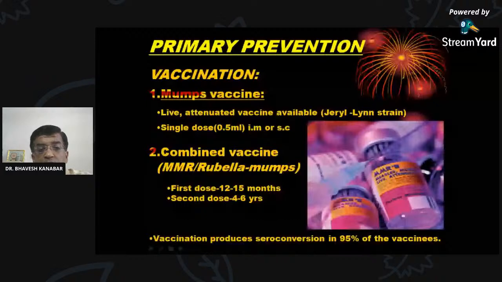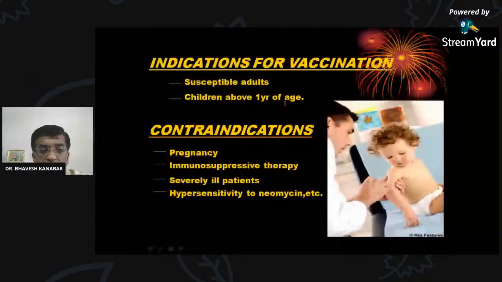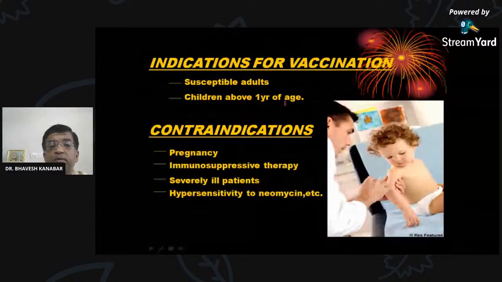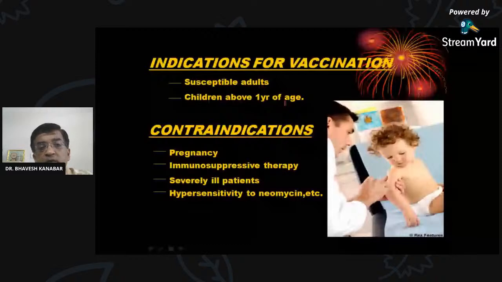We have discussed the vaccine. So the indication for the vaccine: in a private setup it is given as the MMR vaccine. But you know that in the government setup, the MR vaccine is there, the measles and rubella vaccine. Here, the mumps component is not there in our national immunization schedule.